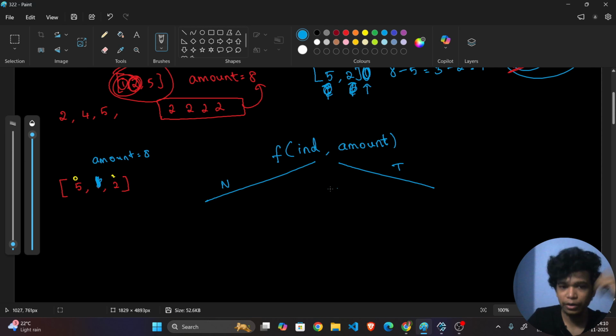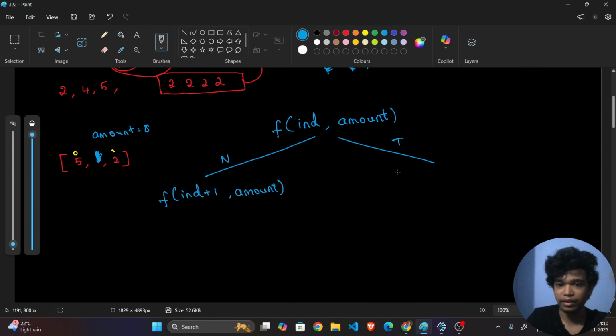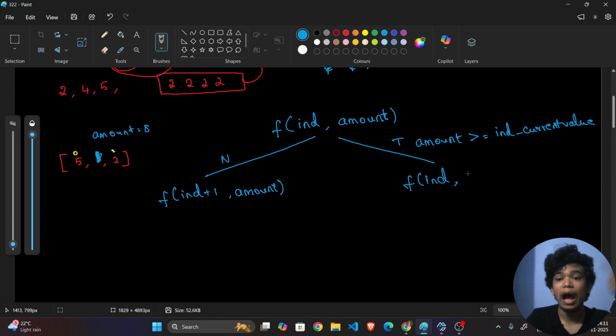If I don't take it, what is the condition? There is no condition. I just move to the next index and keep the amount as it is. If I am taking it, then the condition should be that the amount we have should be greater than or equal to the current value. Can you understand this? Then only I can stay at the same index, and subtract the current value from the amount.